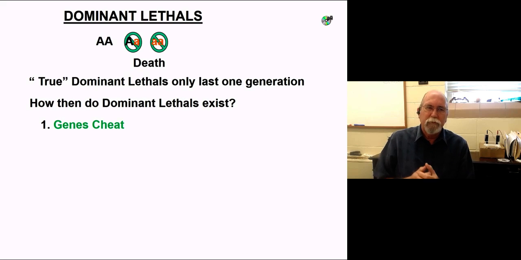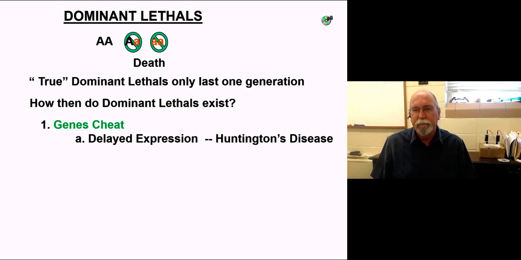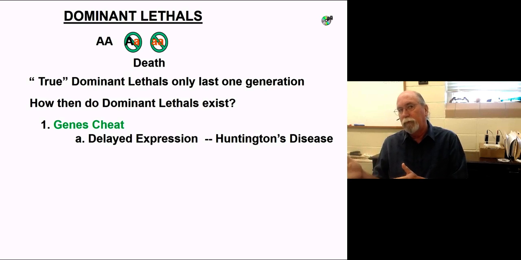So what are some examples of cheating in the terms that I'm trying to use them here? One obvious one is one called delayed expression. Delayed expression is very simple. It's when, yeah, it's going to kill you, okay, if you're homozygote or heterozygote, but it waits long enough for you to reproduce. That's basically the idea, okay?